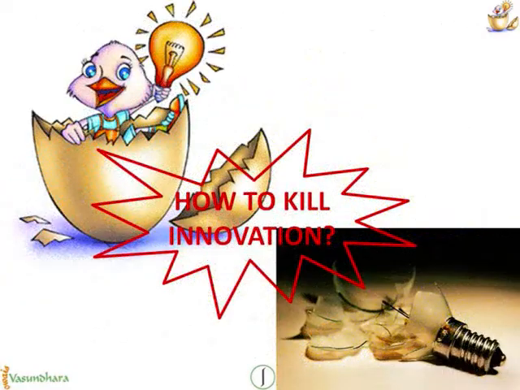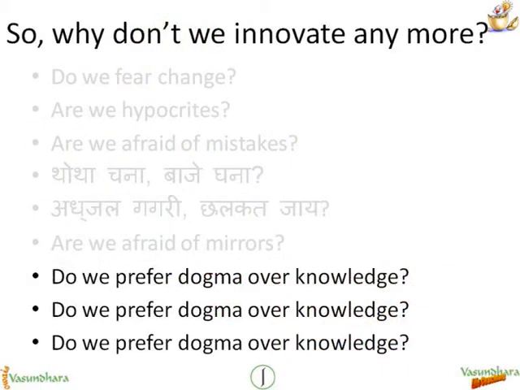Innovation. So now, an important question. How to kill innovation? This question is important because we have been doing it successfully for some time. We've been killing innovation very effectively in our society. How do we manage to do it? How are we so good at it? Let's have a look. We get to the slide that we ended part one with, and we began part two of the innovation series with. The question, why don't we innovate anymore? And we were wondering, is it because we prefer dogma over knowledge?